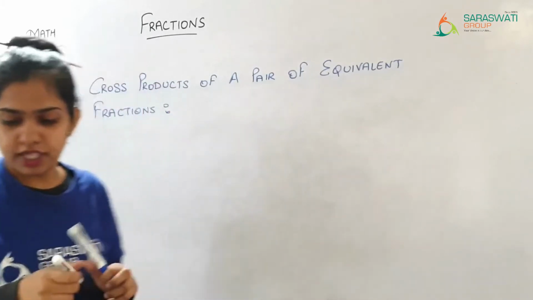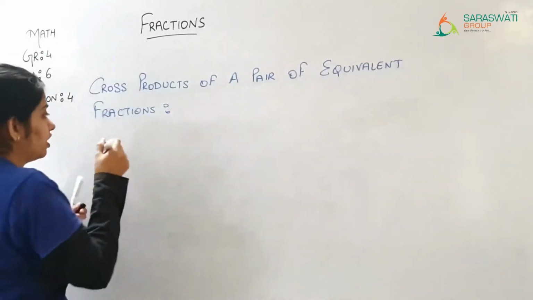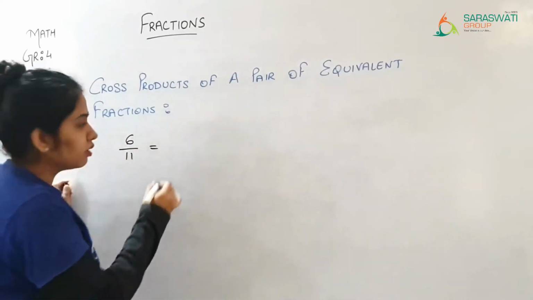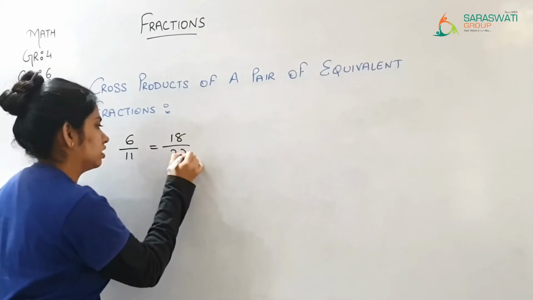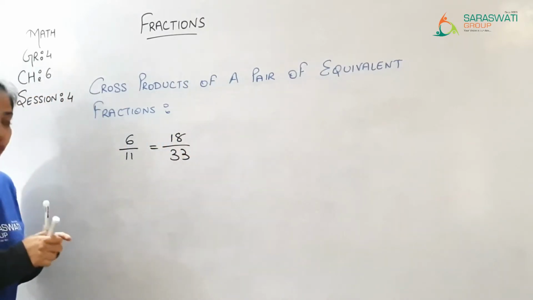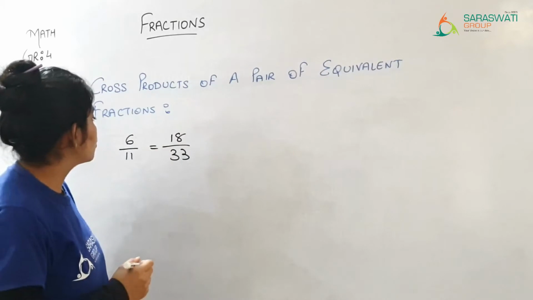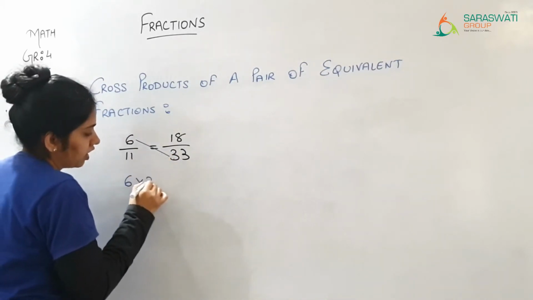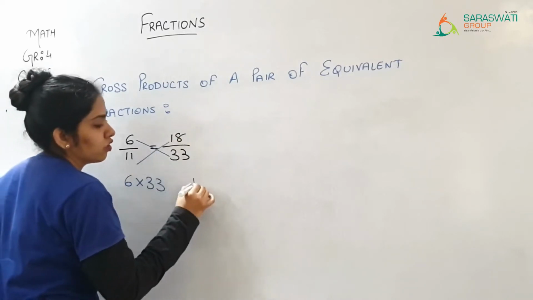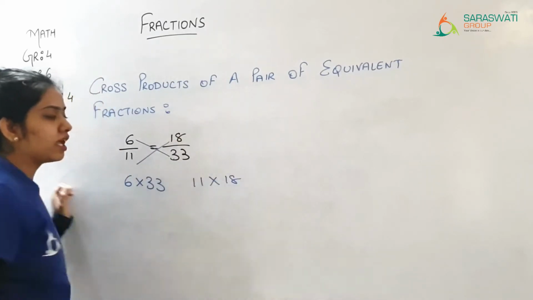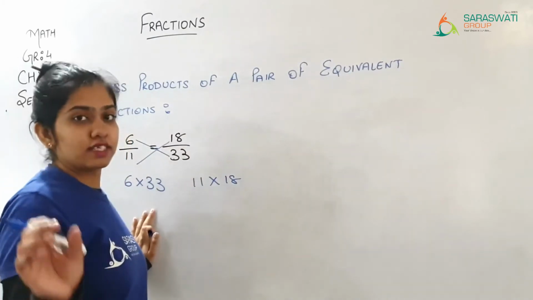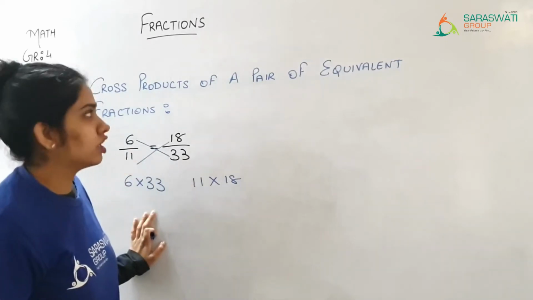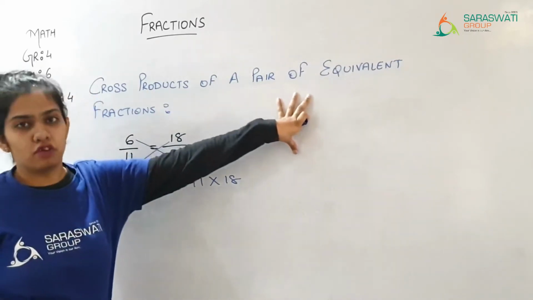So for example, let us take equivalent fractions 6 by 11 is equals to 18 by 33. Now what you are supposed to do over here is cross multiply. 6 को 33 से मल्टीप्लाई करना है and 11 को 18 से. And by cross multiplying, if the answer is same, then yes, it is equivalent fraction. That is a cross product of a pair of equivalent fractions.